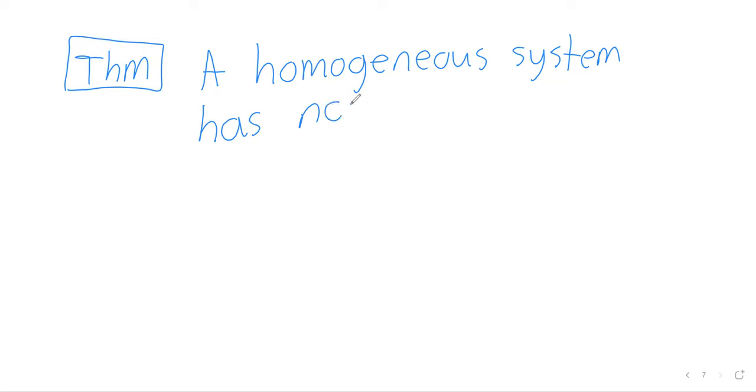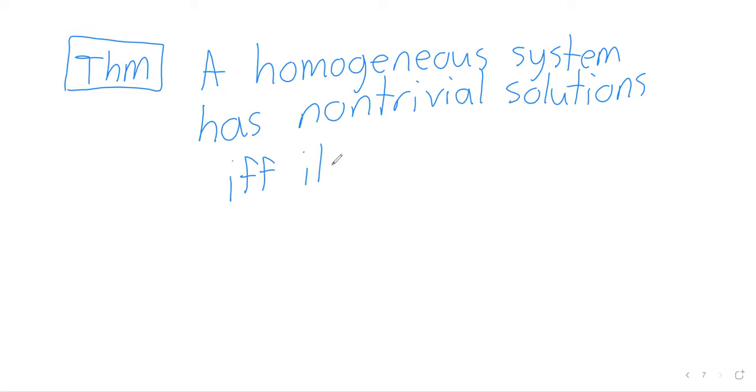A homogeneous system has non-trivial solutions if and only if it has free variables.